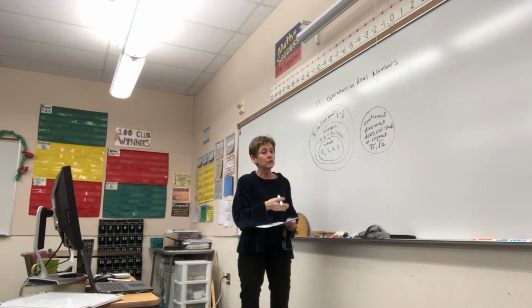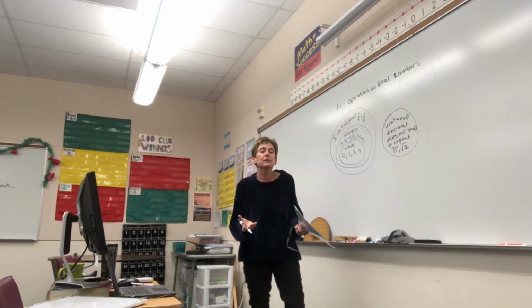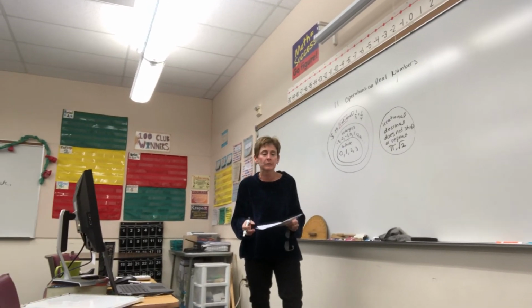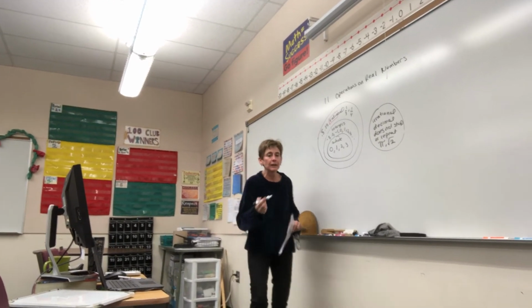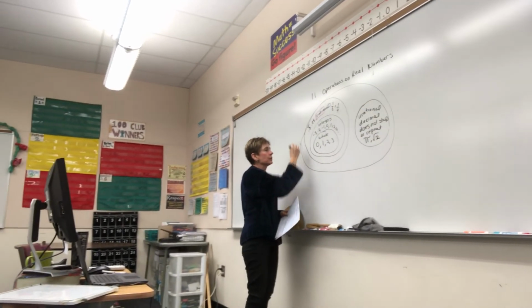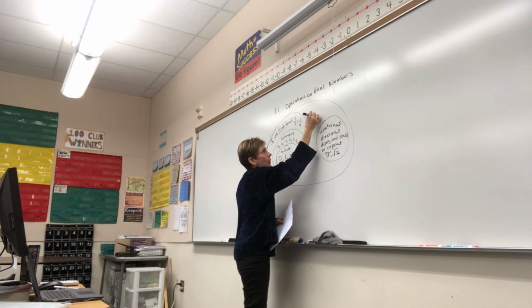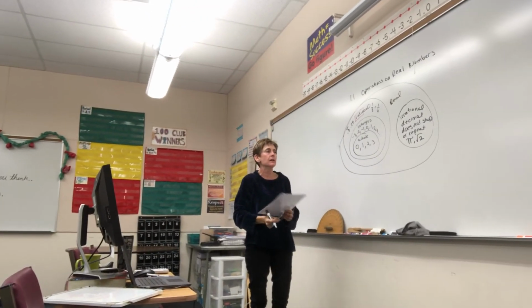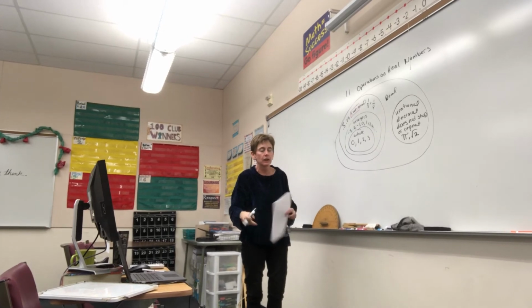Not all square roots are, because for example, square root of 9 is just 3. That would be a rational number. In fact, it would be a whole number. Okay, now if you draw a big circle all around both of these circles, that would include all the real numbers. So we've just finished doing a mini lesson on what the real numbers are.